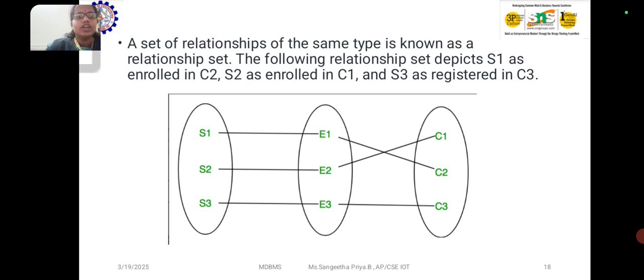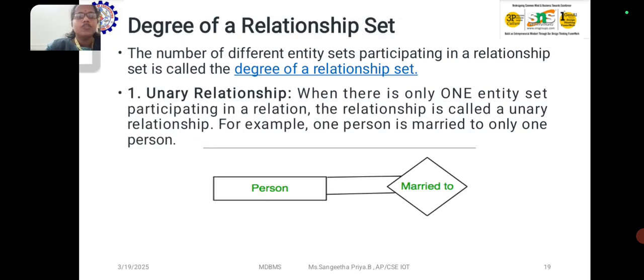The set of relationships of a type is known as a relationship set. The following relationship set describes S1 as enrolled in CS2, S2 as enrolled in CS1 and S3 as registered in CS3. Next, the degree of a relationship set. The number of different entity sets participating in a relationship set is called the degree of the relationship set.